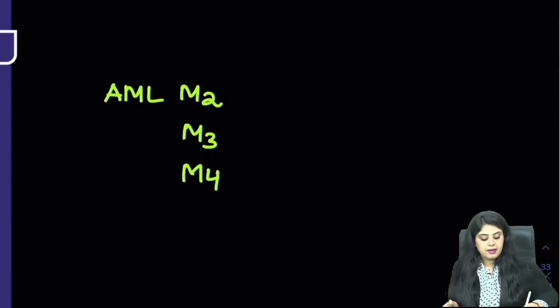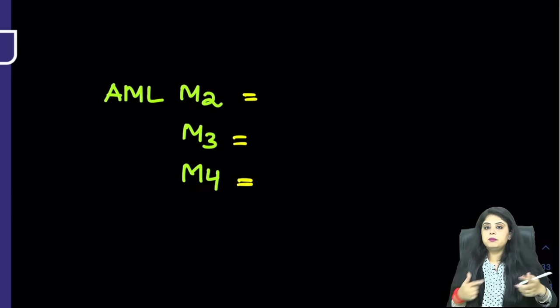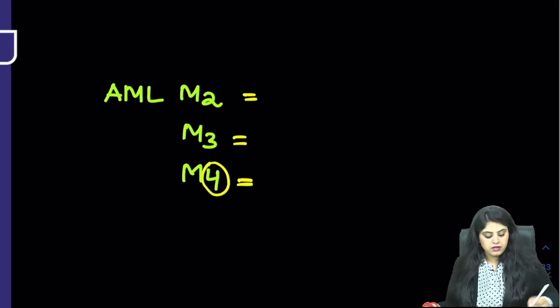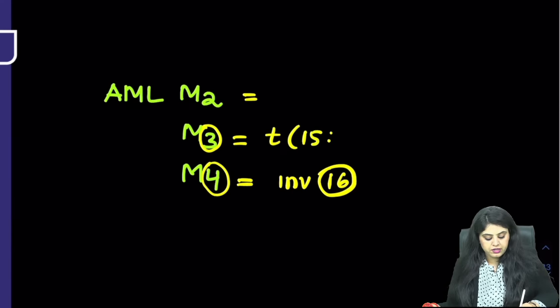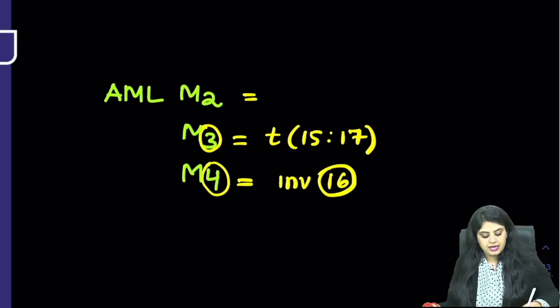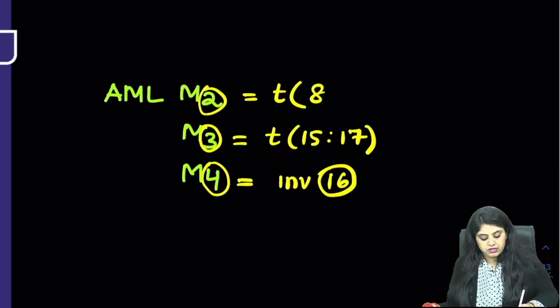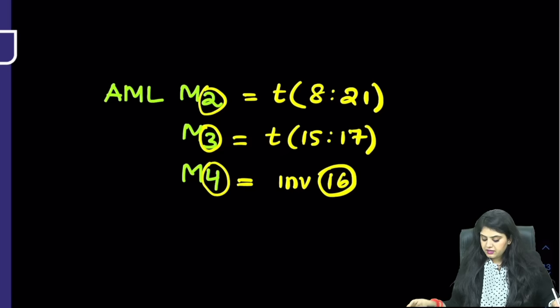You are going to tell me the genetics of AML M2, M3 and M4. Again, genetics is expected, right? So for AML M2, M3, M4, we will go by multiples, mathematics. For M4, we will do 4 4s are 16. So we are going to come up to inversion 16. For M3, again 15 is a multiple. So translocation 15;17. And in M2, 8 is a multiple. Translocation 8;21. Very, very good.